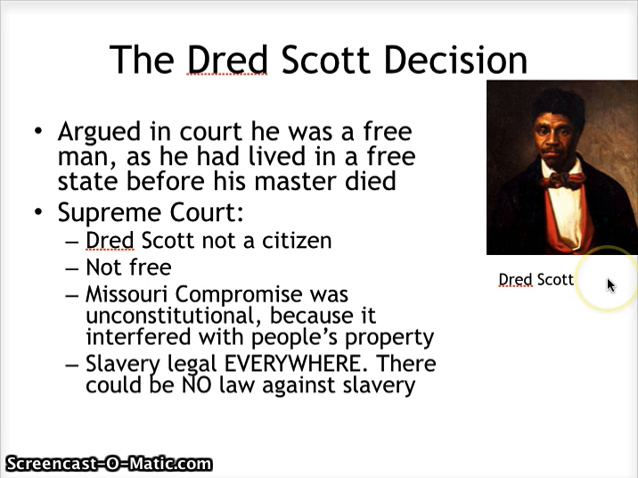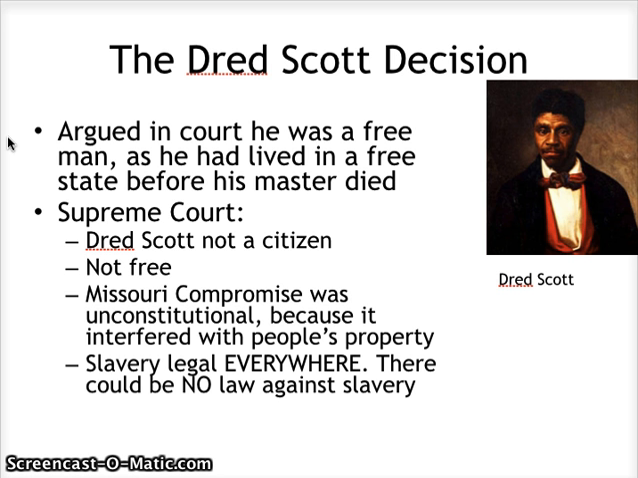Dred Scott. Now, as you can see, Dred Scott is an African-American man, or a black man. Dred Scott and his owner had moved to free territory. His owner, who was from Missouri, moved to Illinois, which is a free state. And there, Dred Scott had gained his freedom. He lived in Illinois for over 7 years.